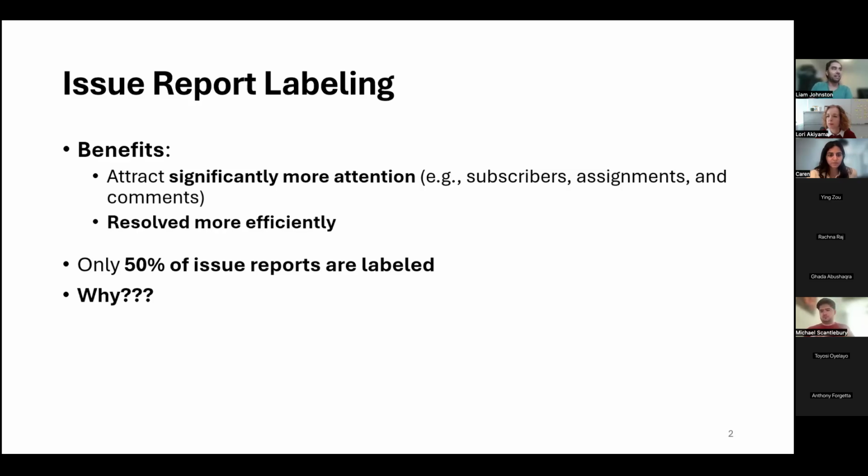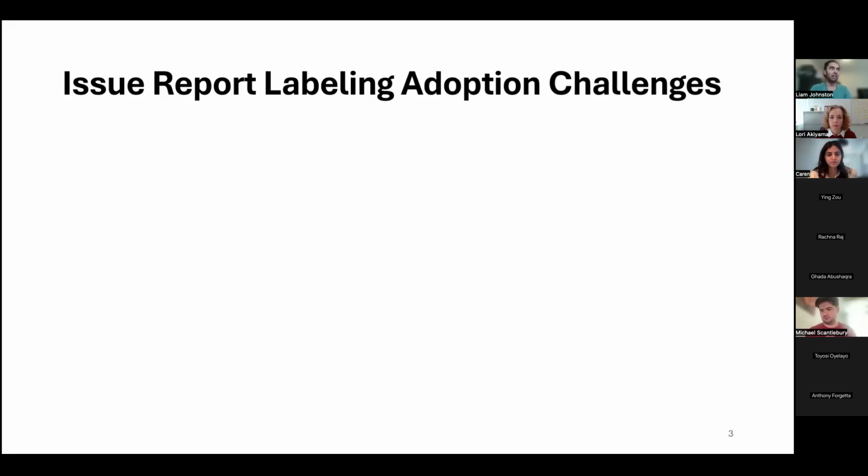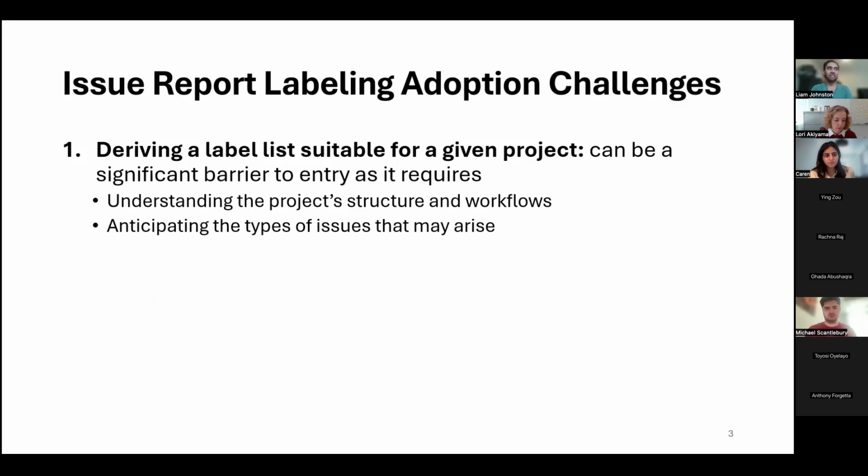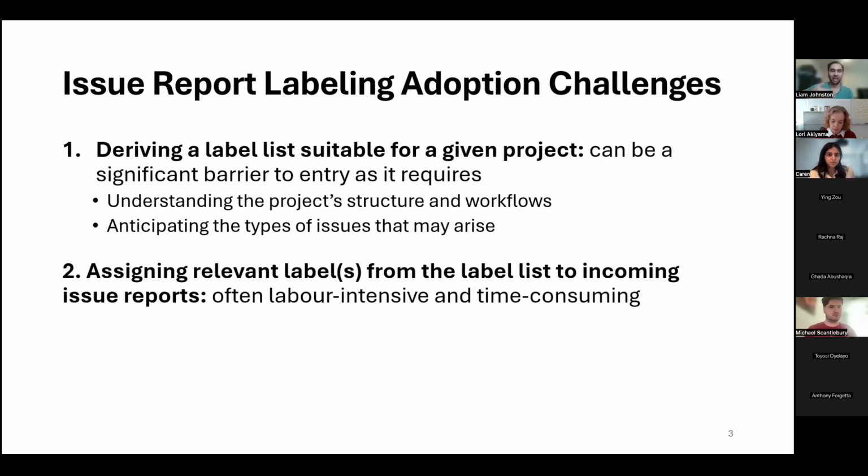So why is that? The biggest things that we find are that there are adoption challenges to labeling. The first one is that deriving a label set suitable for a given project can be a significant barrier to entry, because you have to understand your project's structure and workflows and anticipate the types of issues that may arise. Another thing is, once you have this list, assigning relevant labels from it to new issue reports can also be labor intensive and time consuming, because you've got to read through them. You've got to say, all right, which of the labels in our list fit? There might be many labels, right? So these can be time consuming tasks.